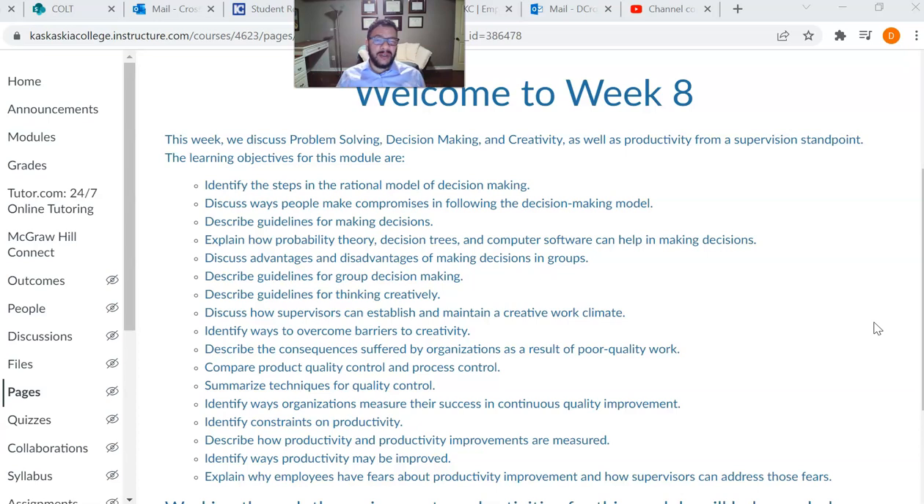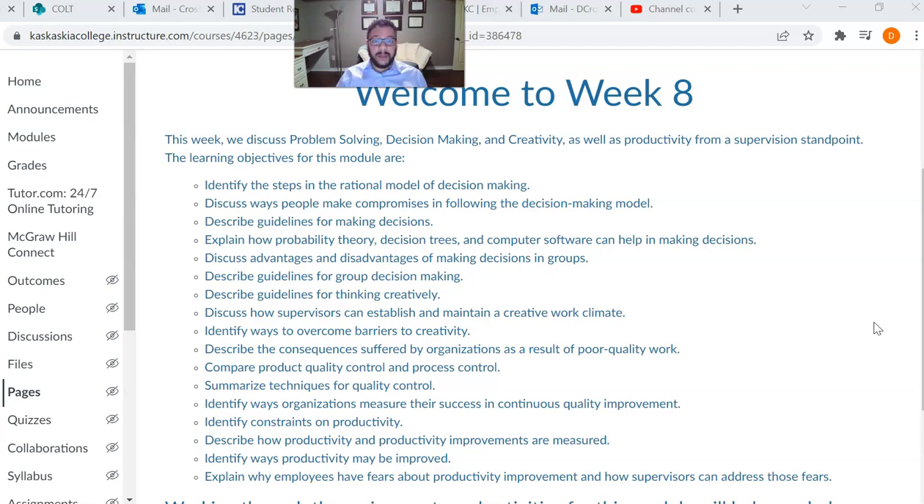This week, we're going to be covering 2 chapters. We haven't done that before, but we're going to be covering 2 chapters this week, and we're going to be talking about problem solving and decision making. In chapter 8, we talk about problem solving, decision making, and creativity.